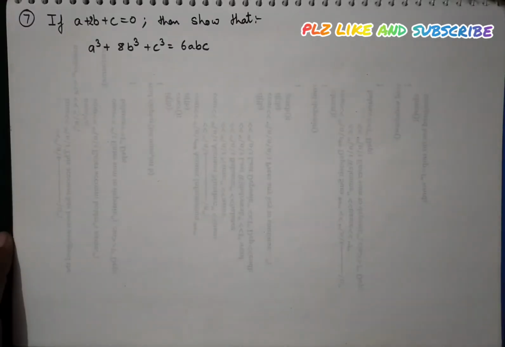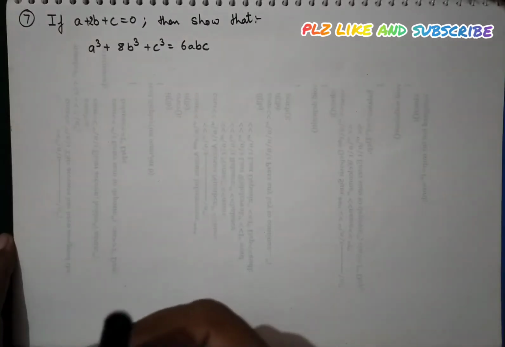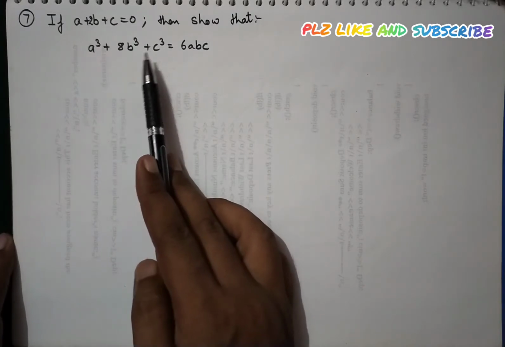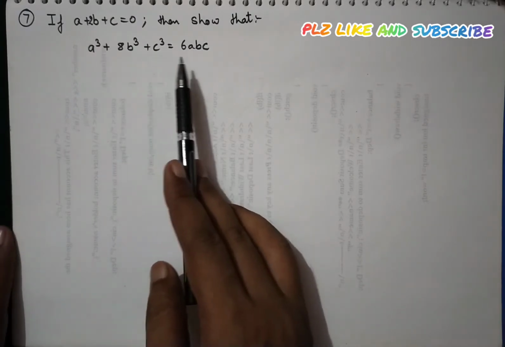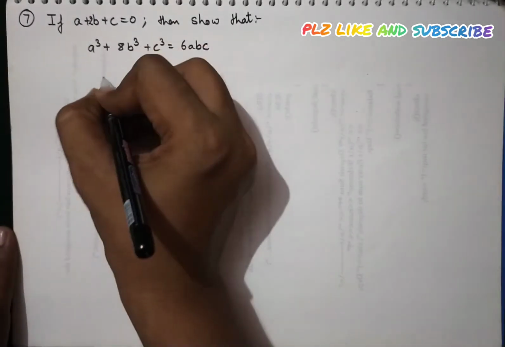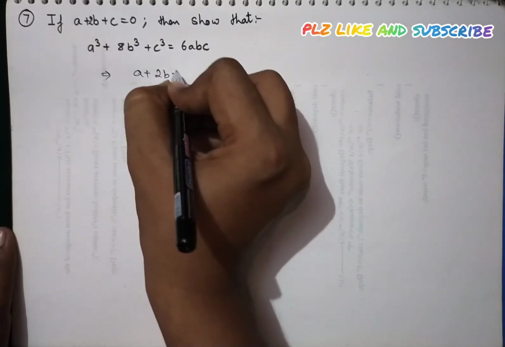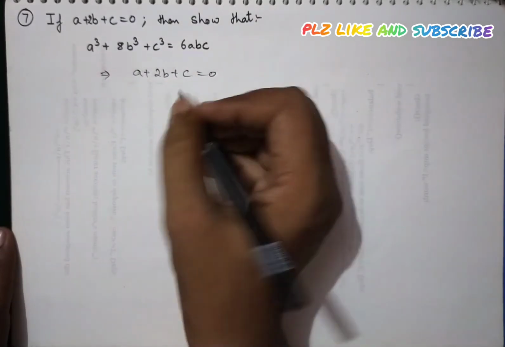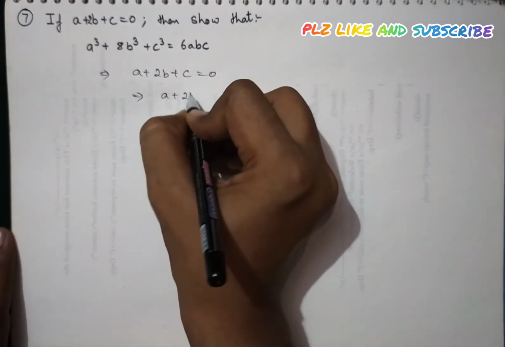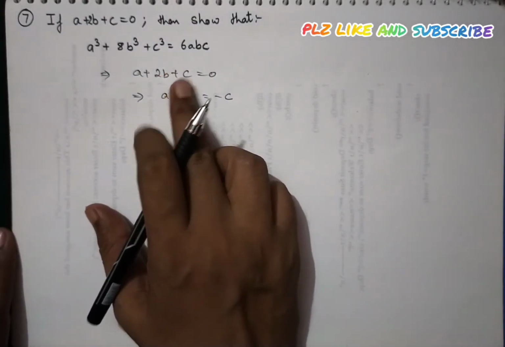Here in question number 7 we have been given a plus 2b plus c equals 0, and we have to show that a cube plus 8b cube plus c cube equals 6abc. For that we are going to begin with this expression, that is a plus 2b plus c equals 0. Now we are going to write this one as a plus 2b equals minus c. We have shifted plus c to the RHS.